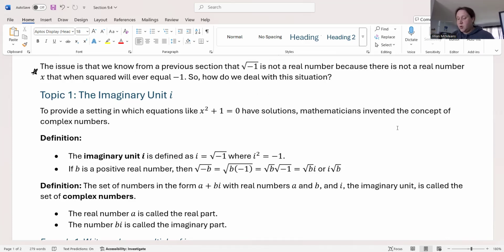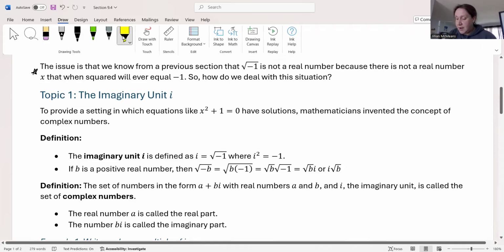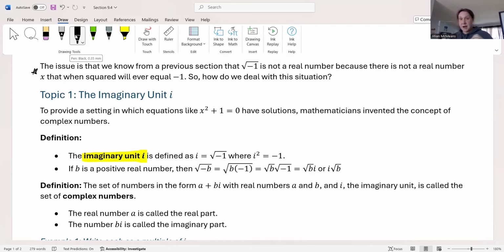So, definitions. We have the imaginary unit i, and it is defined by i equals the square root of -1. So we now have this thing that if you square it, you get -1. We're defining this to be so. Then if we take i and square it, which is taking the square root of -1 and squaring it, we get that i squared equals -1.